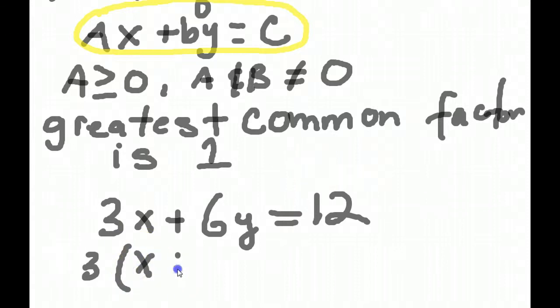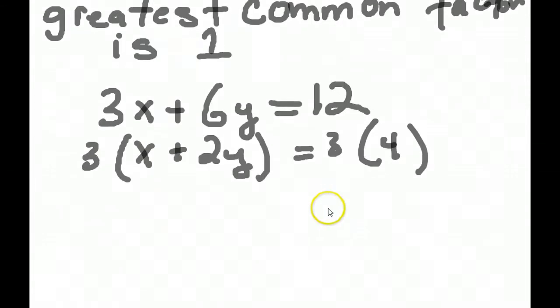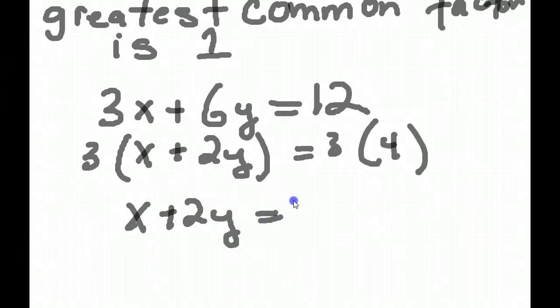x plus 2y equals 3, open parentheses, 4. Or we can just write it as x plus 2y equals 4. So we pull the 3 out of the entire equation, so it's the same thing. So now the greatest common factor of each of those terms is 1. There's nothing else in common. Okay, so that's the standard form.